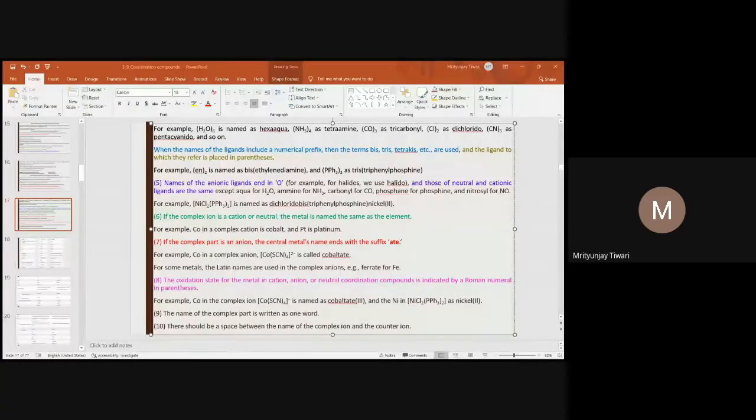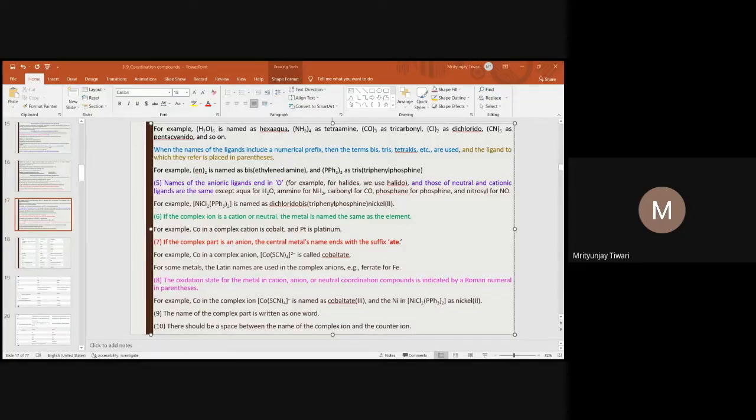Finding out the oxidation number of the metal in a complex compound is important. The name of the complex part is written as one word. Everywhere that we have seen here, the complex part is written as one word, the entire thing from here to here. Again, in this example, you can see this is one word. Here, the complex part is one word and the counter ion is written as a different word, so there is a space. One word means there is no gap.